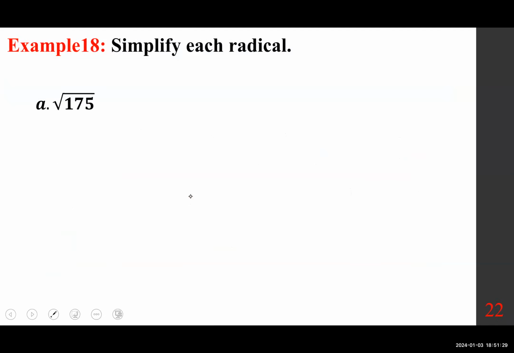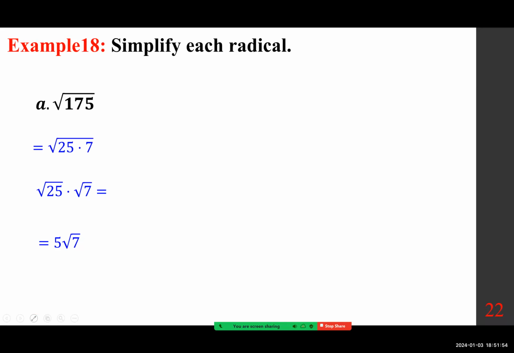Square root of 175, the easy way is to write this as a product of two numbers such that one of them is a perfect square. Or do the factoring. So if I write it as 25 times 7 and separate it, 25 comes out as 5. Now, if you don't see that, you can do the factoring as follows by writing 175.